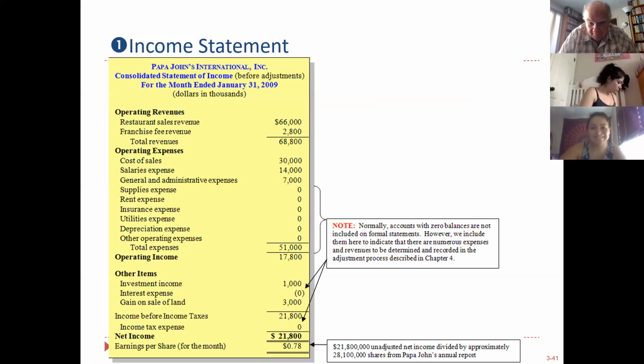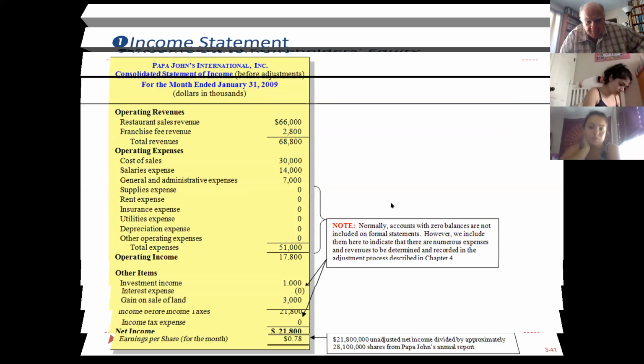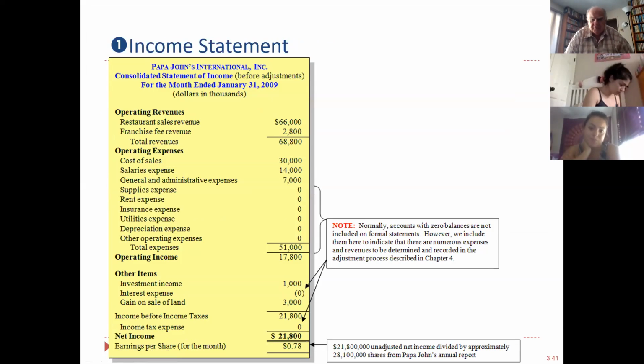The income statement. This is kind of an interesting thing. Normally, accounts with zero balance are not included. However, we include them here to indicate there were other expenses. You don't usually see zeros on a financial statement. The only time you'll see zeros is if there are comparative statements. In other words, this is for the year ended 09. Maybe they have another column for the year ended 08, and in that year they might have had $50,000 in supplies, and you have to show the zero to show the difference between the two.